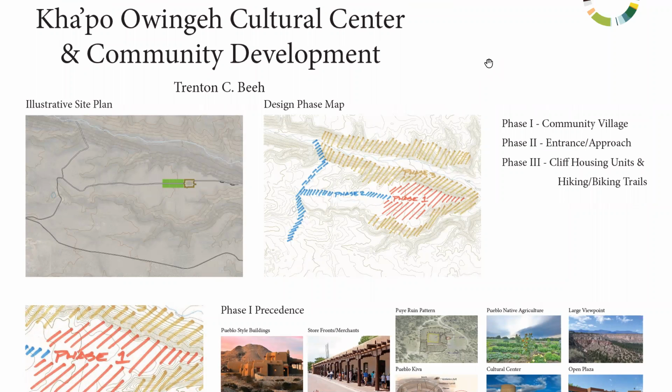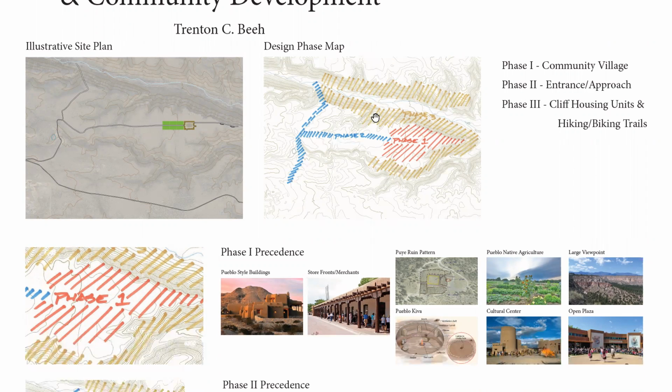The illustrative site plan here shows the circulation throughout the site as well as the placement of the community development area. My design has been broken into phases. Phase 1 being the community village, phase 2 being the entrance and approach, and phase 3 being the cliff housing units and hiking and biking trails.